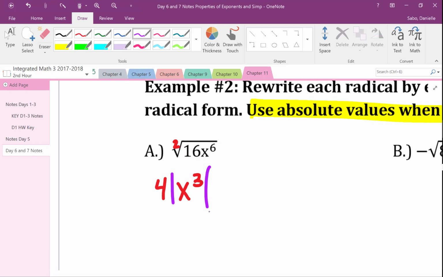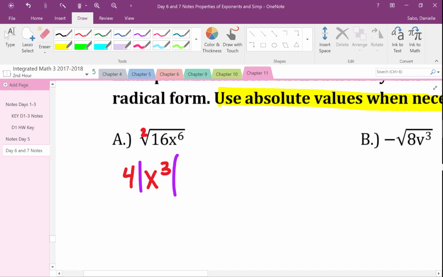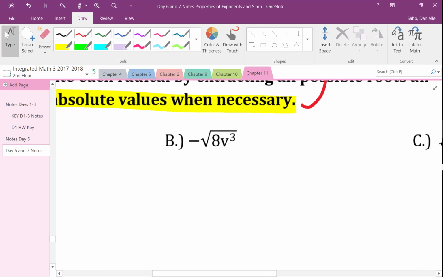Only when there's an even index. Yes. So it only goes over the x after 4. Exactly. I mean, you could put it over the 4 because technically there is a 1 power, but what's the absolute value of 4? 4. That's kind of why we don't have to do that. Okay, what is my index here for B? 2. So do I have to at the end look to see if I need absolute values? Yes, I do.